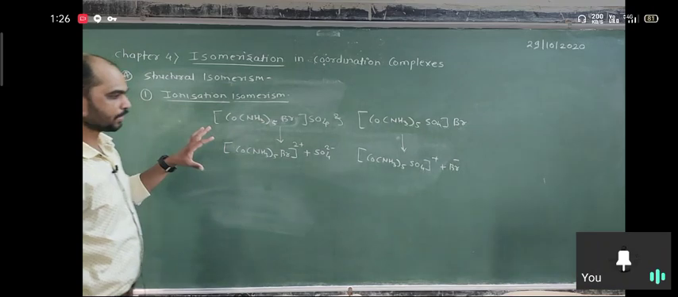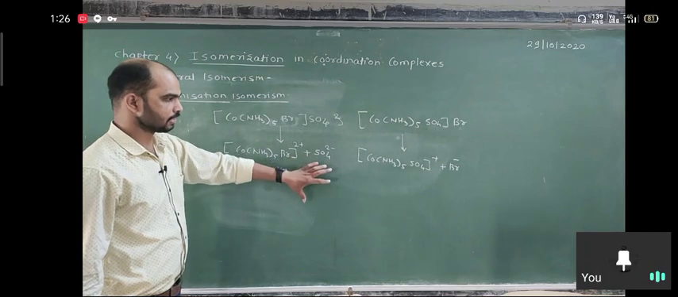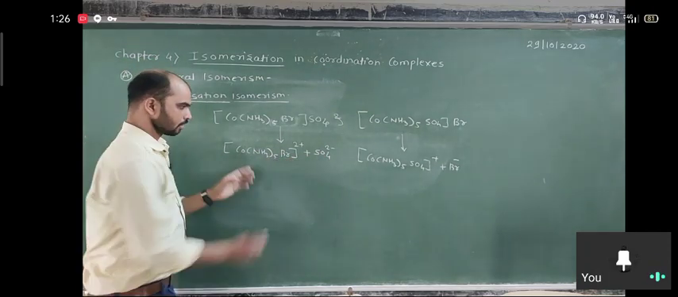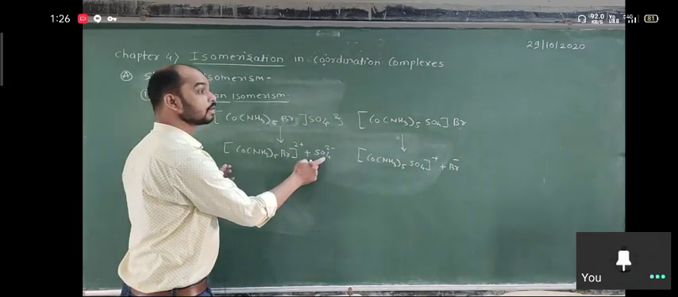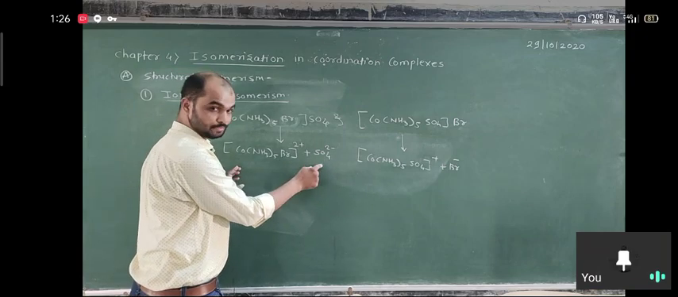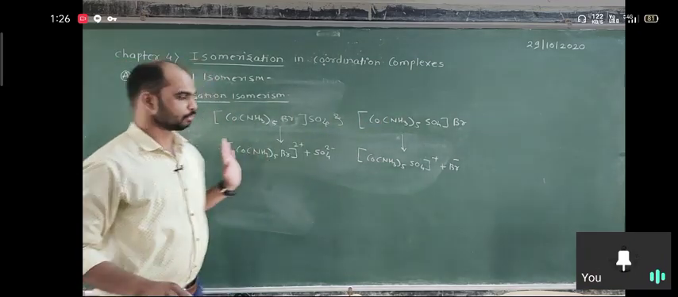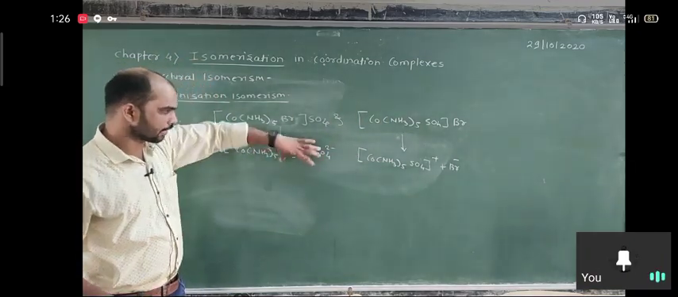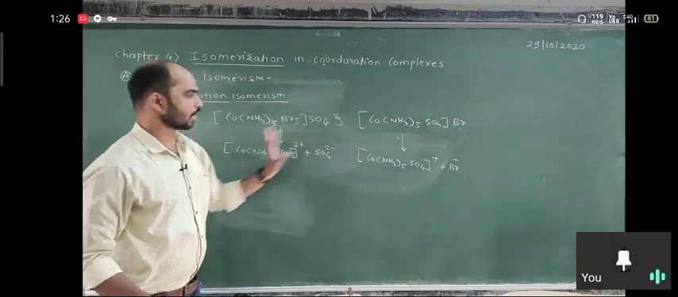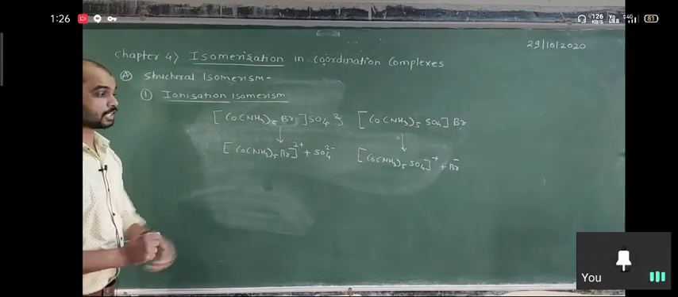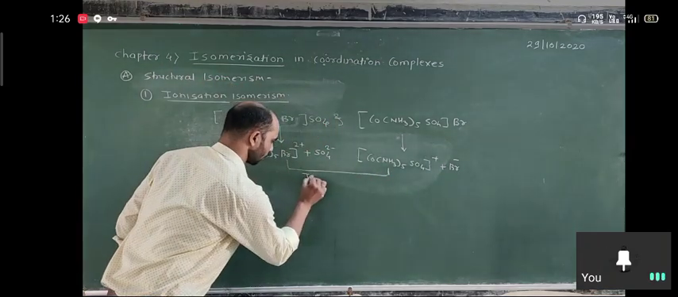So how many charges are on the cation and anion is not important. Let us just see which ions are formed. In that case, the cation differs from this cation, and the anion formed in the first case is different from the anion formed in the other case. So both have the same molecular formula, but the cation and anion in the first case are different from those in the second case. That means both have the same molecular formula but different ions are formed, which means both are ionization isomers.